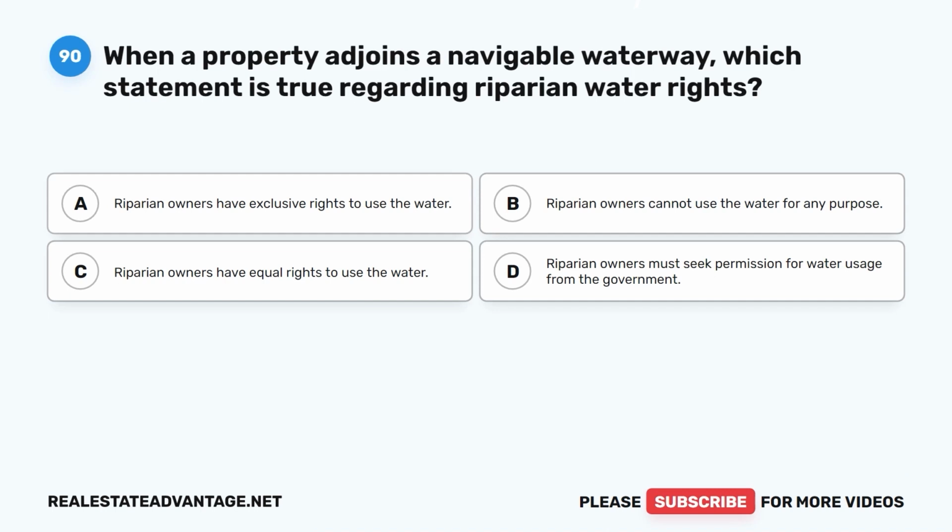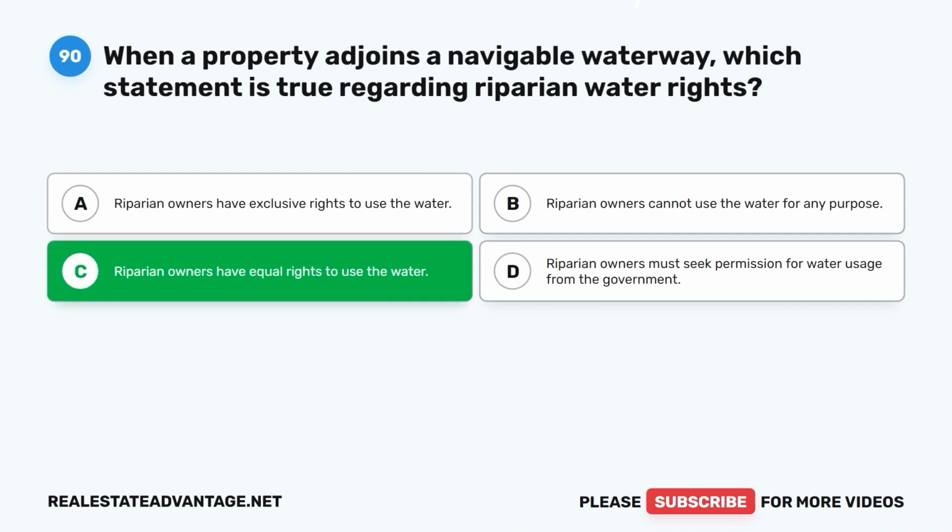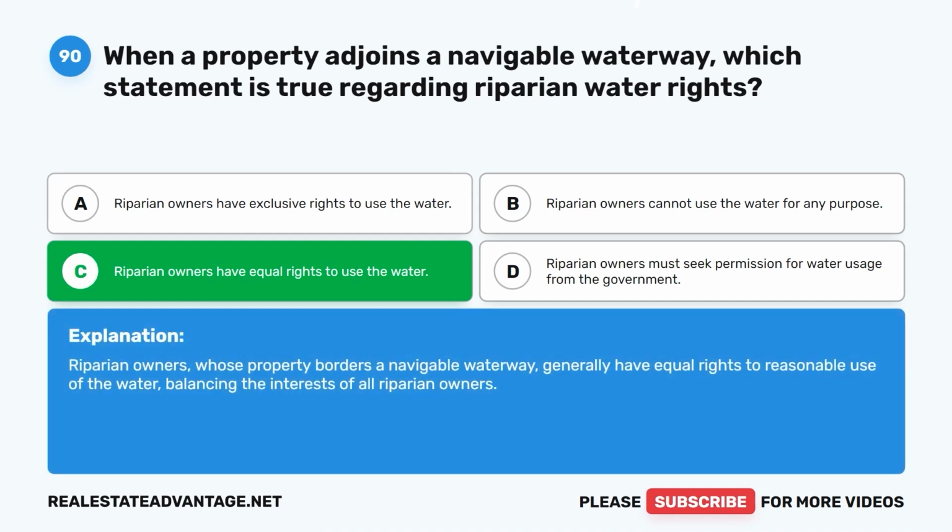Selling the property, adding structures, or making substantial alterations typically require the consent of the remainderman or reversionary interest holder. Question 90. When a property adjoins a navigable waterway, which statement is true regarding riparian water rights? A. Riparian owners have exclusive rights to use the water. B. Riparian owners cannot use the water for any purpose. C. Riparian owners have equal rights to use the water. D. Riparian owners must seek permission for water usage from the government. The correct answer is C. Riparian owners have equal rights to use the water. Riparian owners whose property borders a navigable waterway generally have equal rights to reasonable use of the water, balancing the interests of all riparian owners.